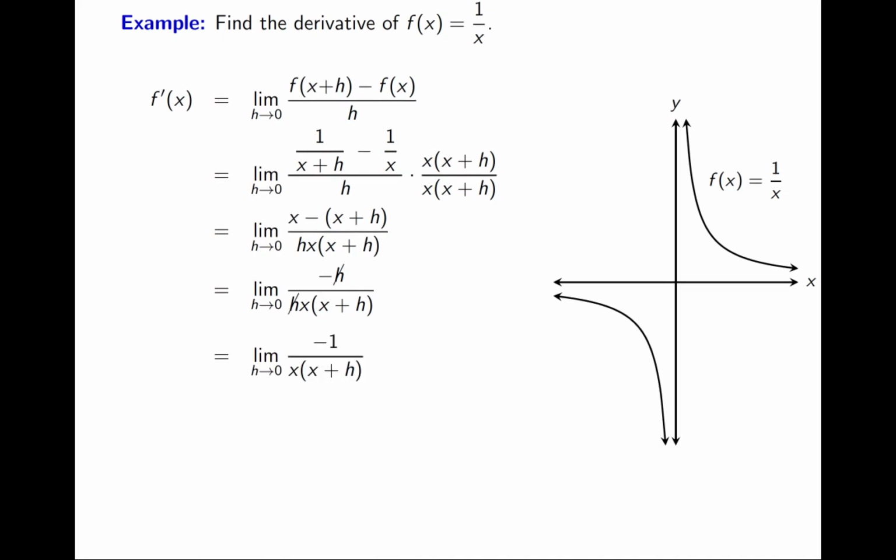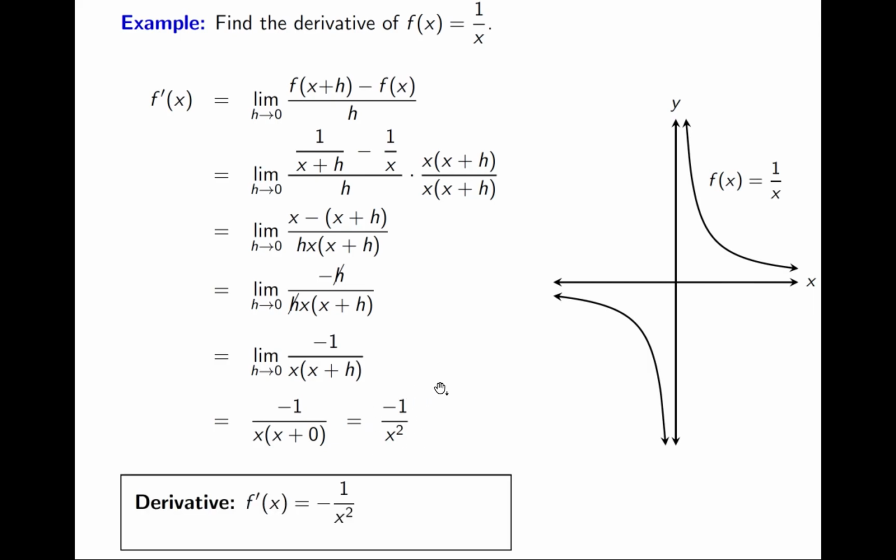Our h's cancel, and we have the limit as h approaches 0 of negative 1 over x times x plus h. Now here the h goes to 0, so this h right here is turning into a 0. We get negative 1 over x times x plus 0, or simply negative 1 over x squared. So that's our derivative. f prime of x is the function negative 1 over x squared.